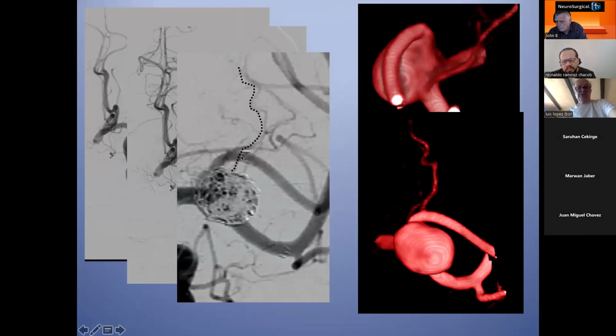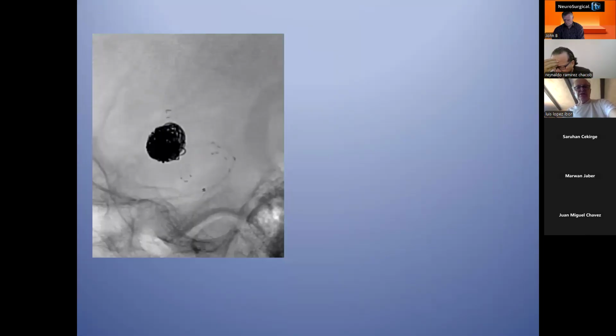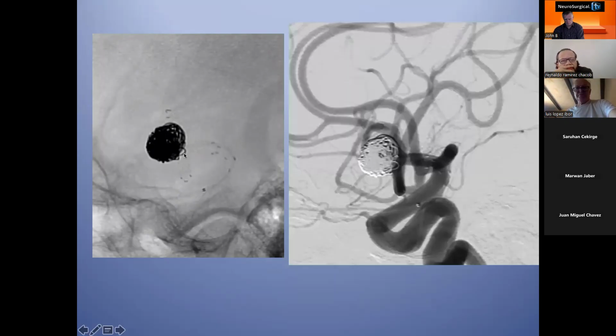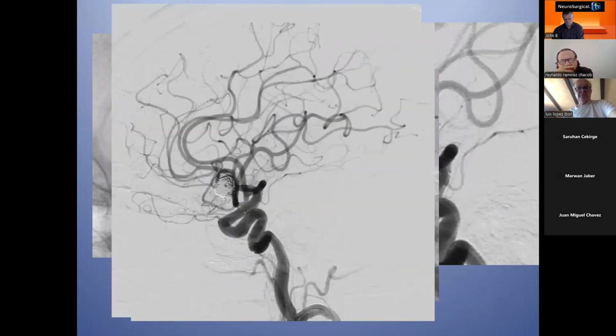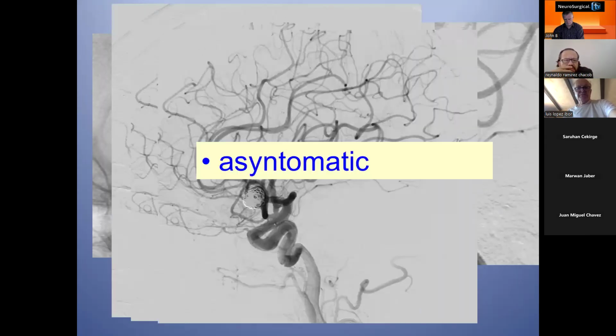In this control, this branch disappears, but it's not important because it's external. I decided to do an angioplasty in the intrastent because you need, every time, a little angioplasty on both sides. And this is the final control. Asymptomatic.